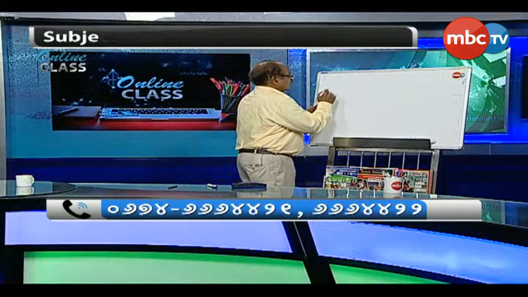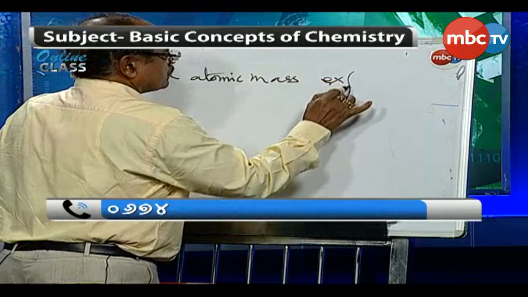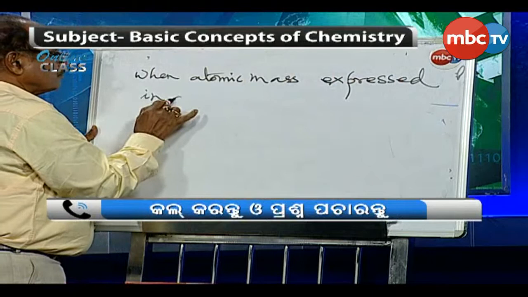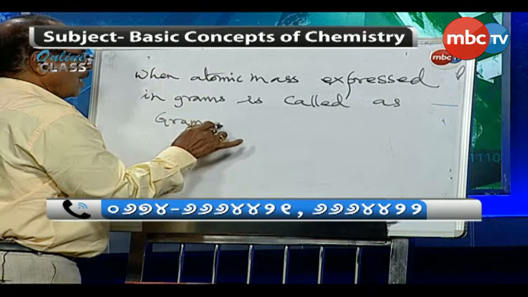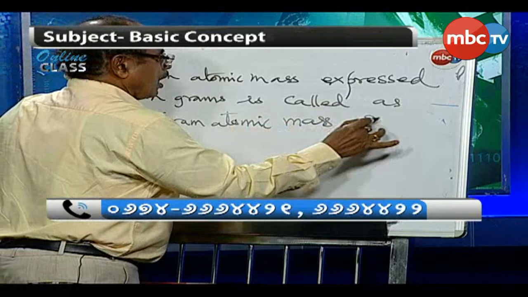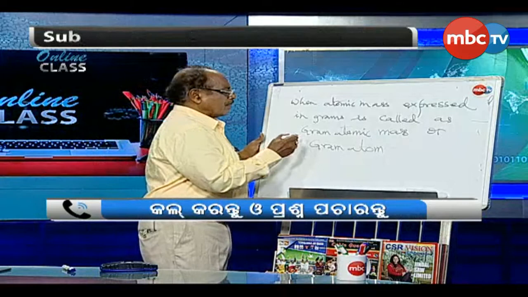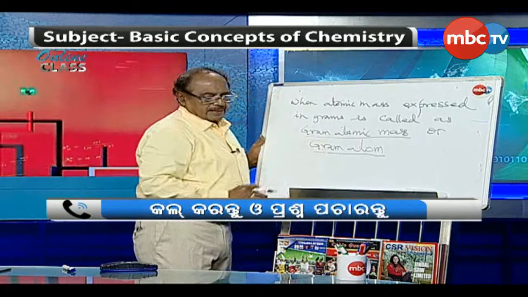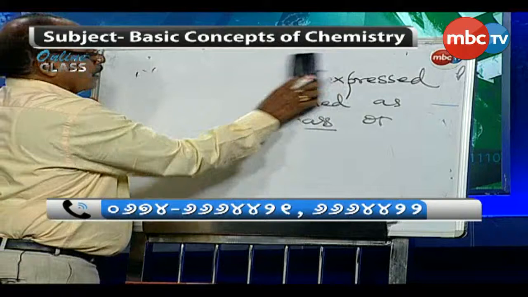Then comes, when atomic mass is expressed in grams, it is called gram atomic mass or gram atom. When you express the mass by the normal unit as a gram, we call that a gram atomic mass. So, what is the relationship between gram atomic mass and the atomic mass of an element?